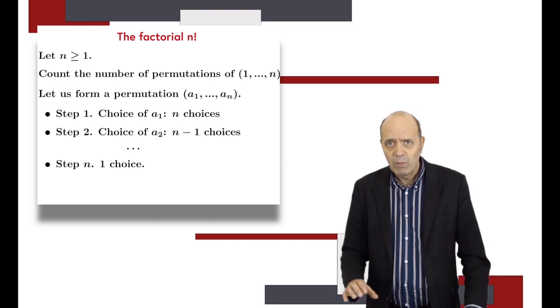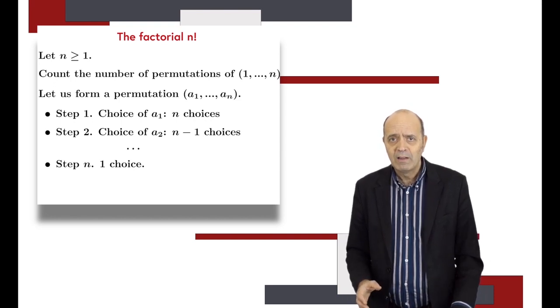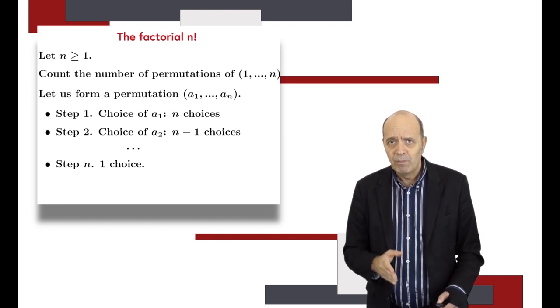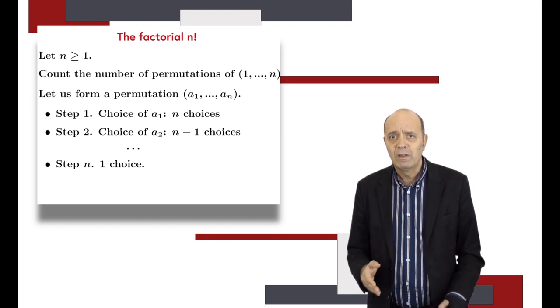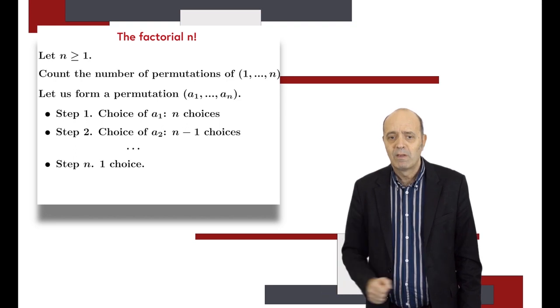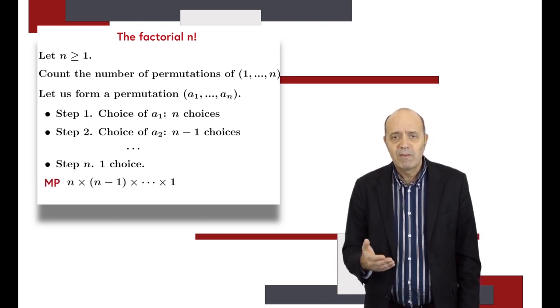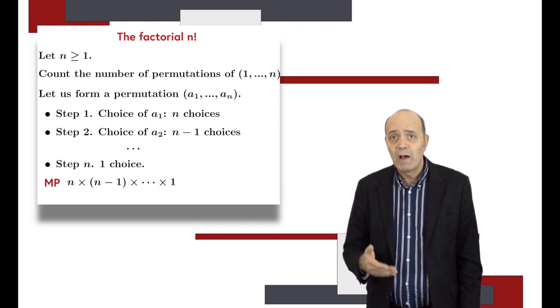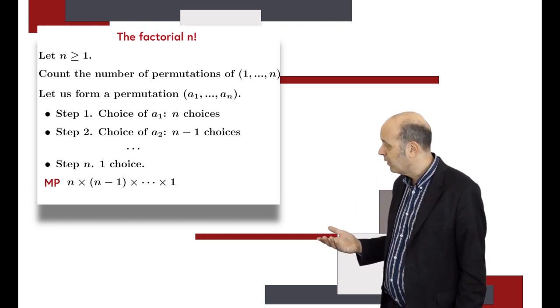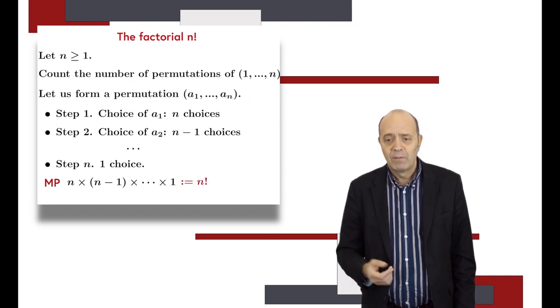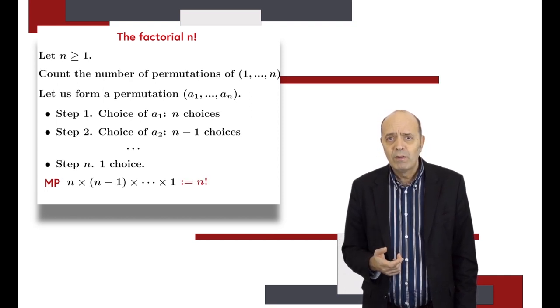Whenever we have a sequence as a final result, we can apply the multiplication principle if the elements of the sequence correspond to the outcomes of the various steps. So in particular, the application of the multiplication principle gives us n times n minus 1 times ... times 2 times 1 elements, possible permutations. This number is called the factorial of n.